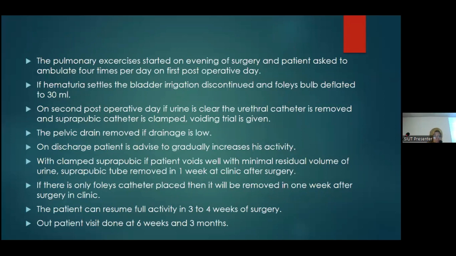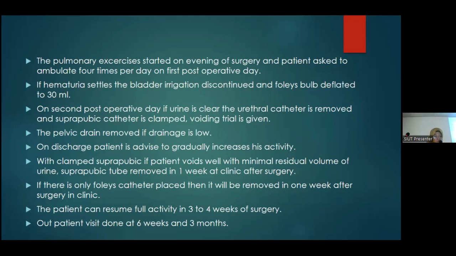The pulmonary exercises start on the evening of the surgery, and the patient is asked to ambulate 4 times per day on the first post-operative day. If hematuria settles, bladder irrigation is discontinued and the Foley balloon is deflated to 30 ml. On the second post-operative day, if the urine is clear, the urethral catheter is removed and the suprapubic catheter is clamped for the voiding trial. The pelvic drain is removed if there is low drainage, and on discharge, the patient is advised to gradually increase his activity.